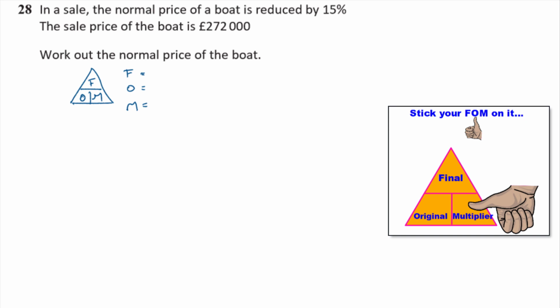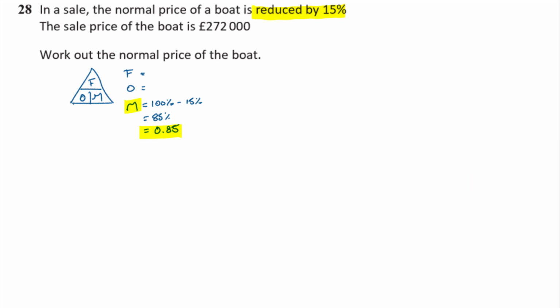So I'm going to draw my little triangle FOM, and then I'm going to find out what is the final, what is the original, what is the multiplier from the question. Okay, so going through the question line by line, in a sale the normal price of a boat is reduced by 15%. So this is a 15% decrease. So if I start with 100% and I subtract 15%, I'm left with 85%, which as a multiplier is 0.85. Okay, so that's my multiplier that I'm going to use.